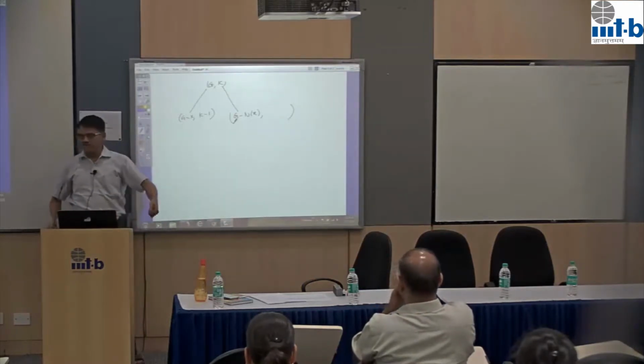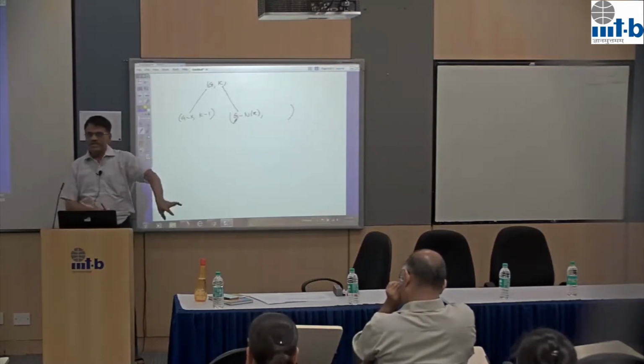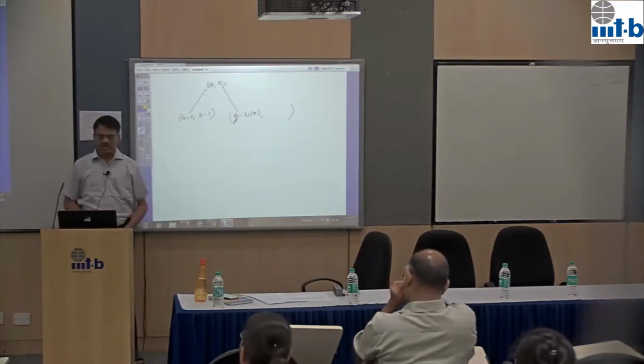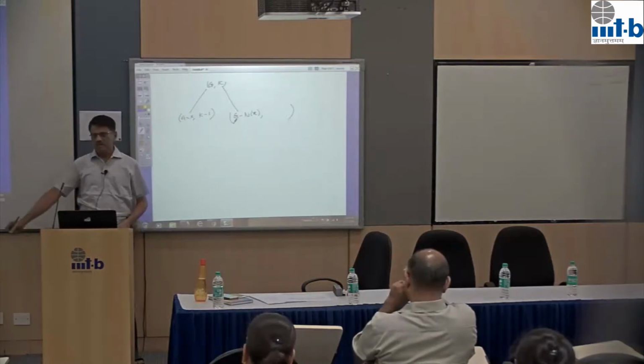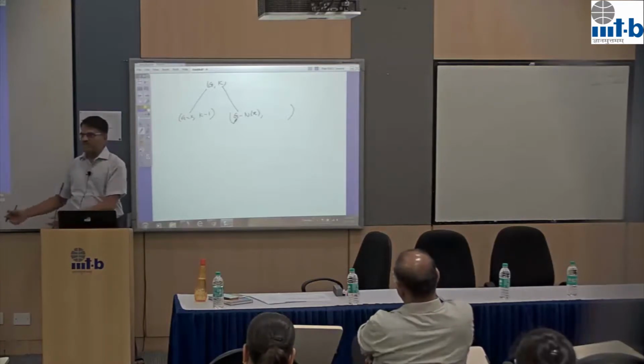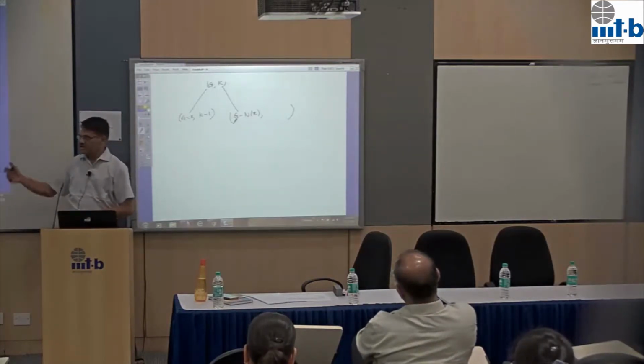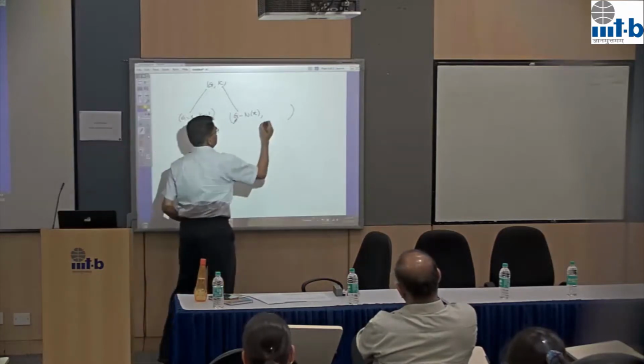In one branch, I pick some arbitrary vertex X into my solution, delete it and check recursively whether there is a vertex cover of size K minus 1. In the other branch, I pick all its neighbors and recursively check for a vertex cover of size K minus the size of N of X, which is the degree of X, right?